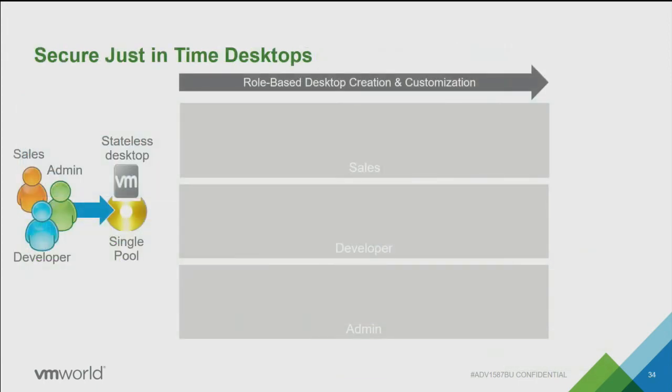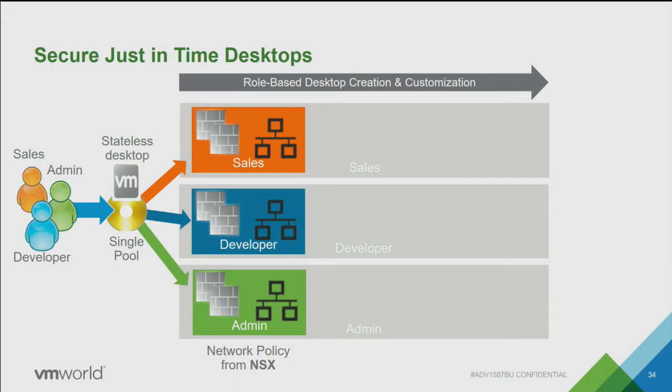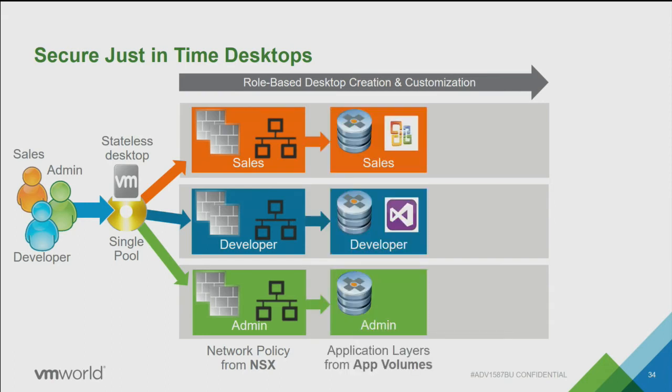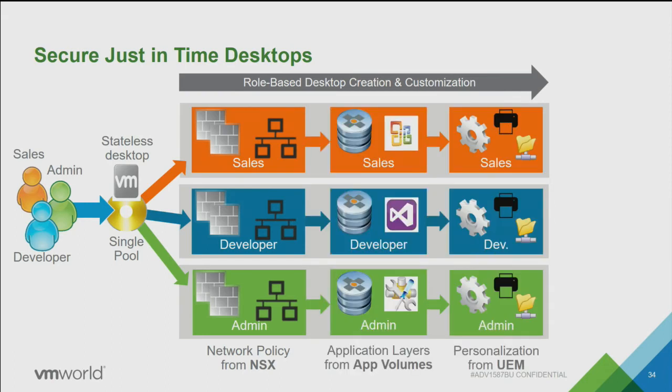I've been talking about this and alluding to this. So basically, this secure just-in-time desktop concept, I mentioned, you can now have this single pool and a stateless desktop pool, where you now have the policy that's driven from NSX on demand, you have the application layers driven on demand from App Volumes, and you have personalization through Horizon and UEM that's driven on demand. So basically, now you just have this single pool, and all of your services are driven on demand.